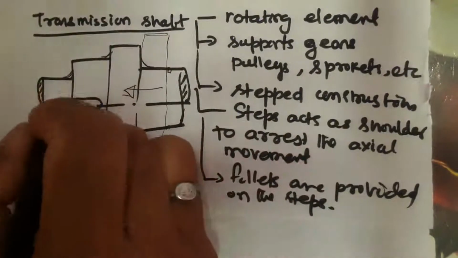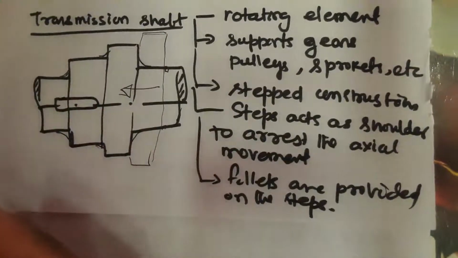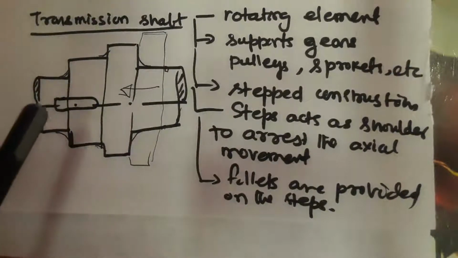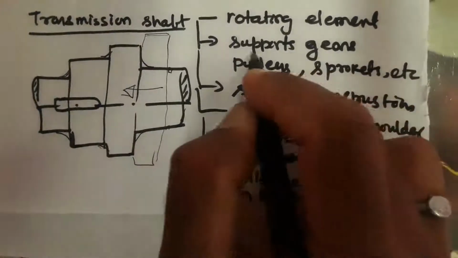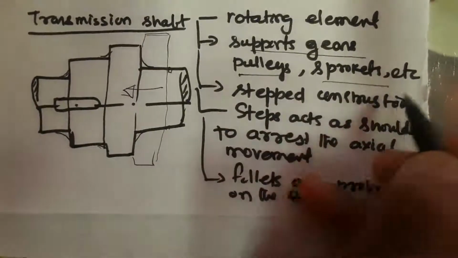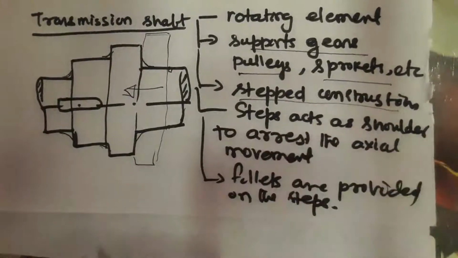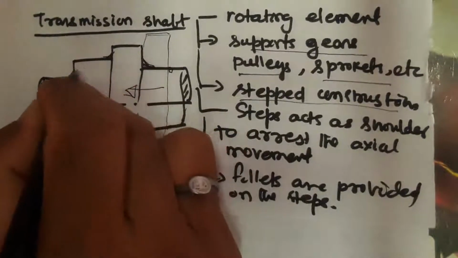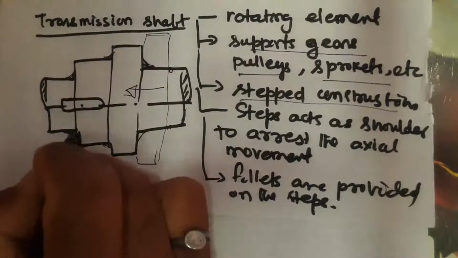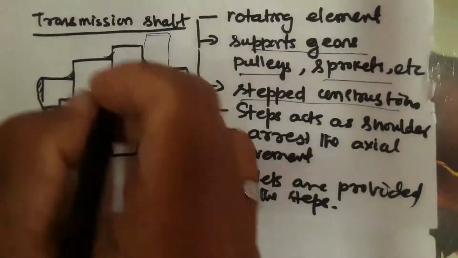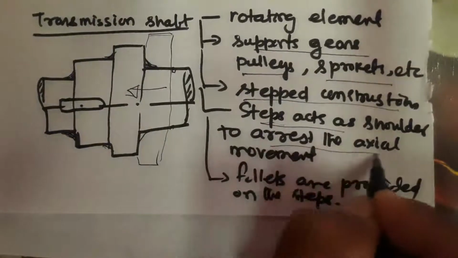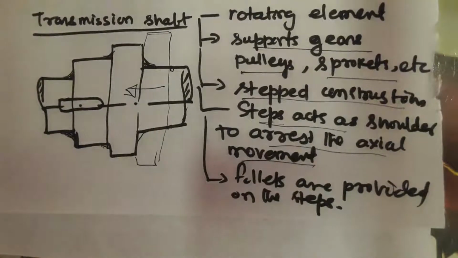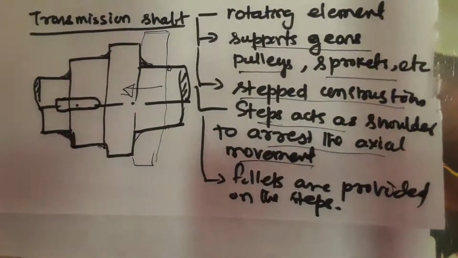So that's why the transmission shaft is usually circular in cross section, mostly used for power transmission. It supports elements like gears, pulleys, sprockets, etc. This is stepped in construction, and at the positions of the steps there are fillets. So this will reduce the stress concentration, and these steps will also arrest the axial movement of the rotating elements like gears, sprockets, and bearings mounted on the shaft.